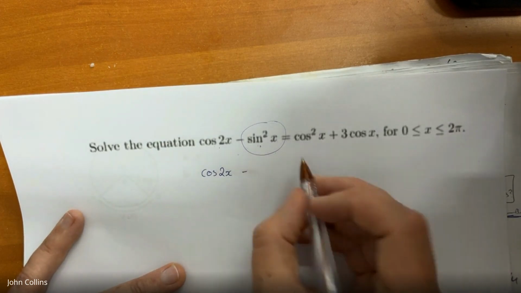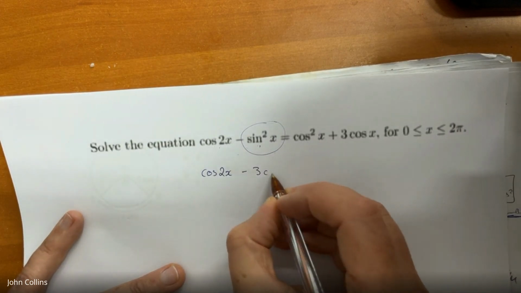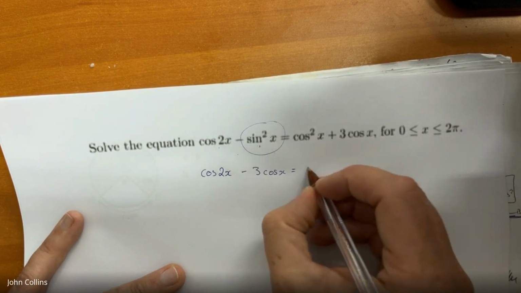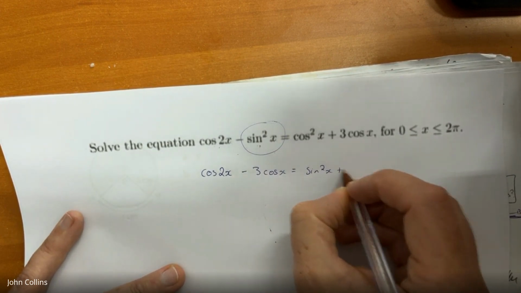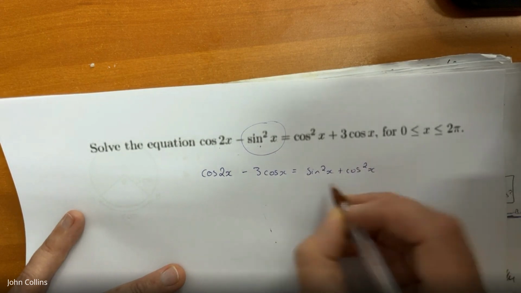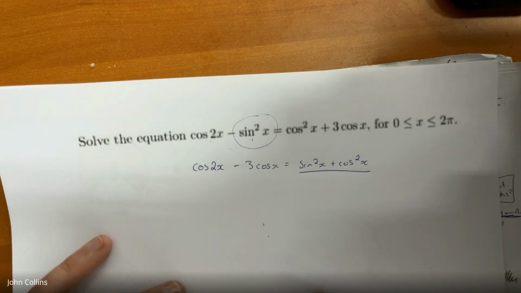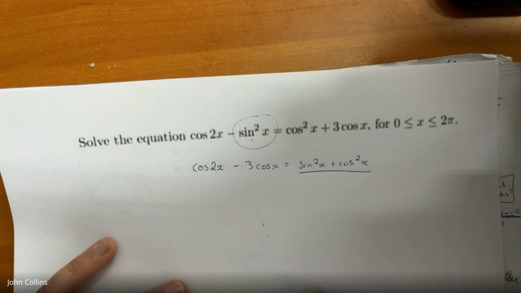All right, so I noticed something here. I'm going to move this, subtract this one from both sides, add this one over here, and I get sine squared x plus cosine squared x. This you've got to recognize. What's that? What is it though? What's the value of it?